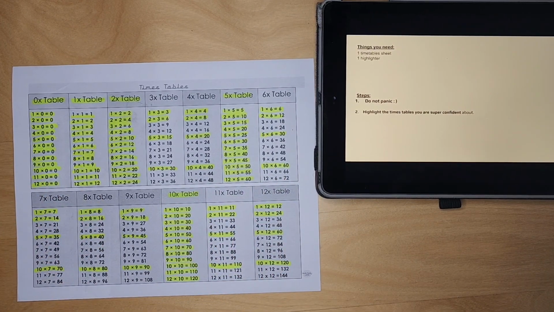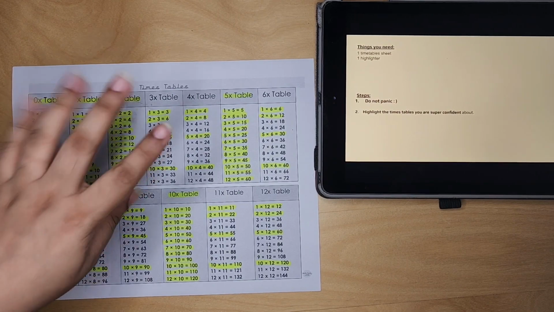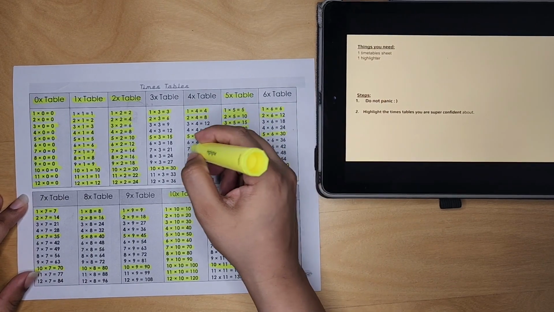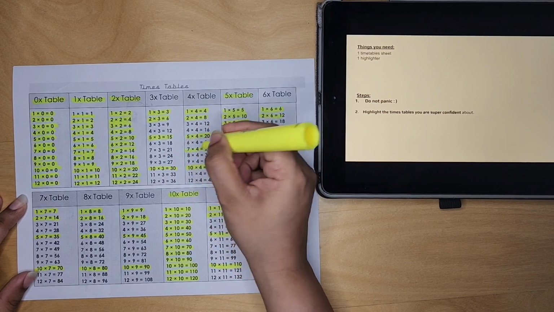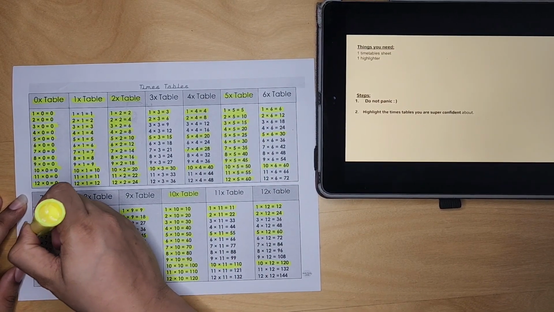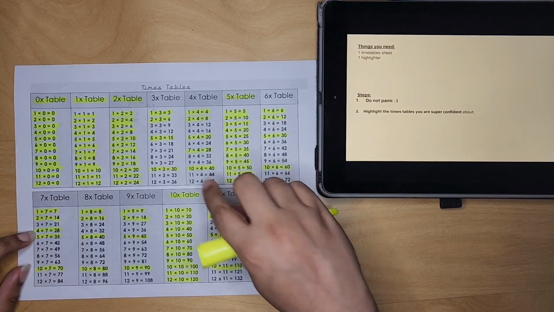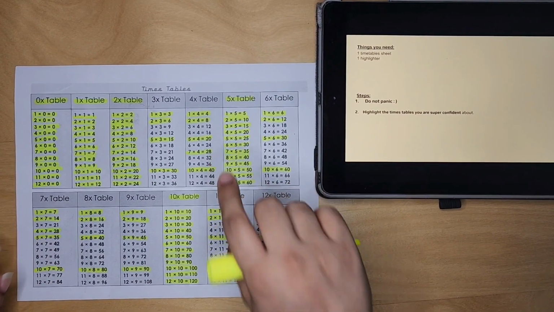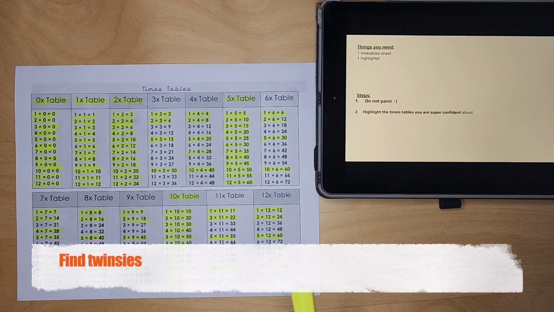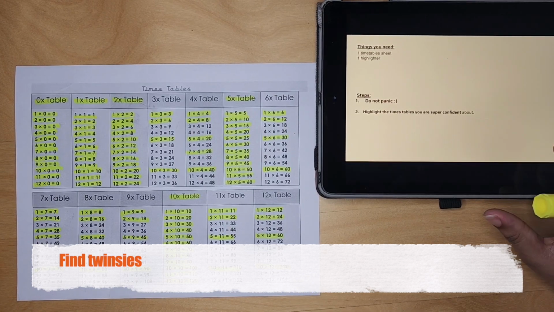Same way, guys, when you are highlighting whatever you know, even if it's 7 times 4, say, for example, fantastic, that's fine. You highlight 7 times 4, which means you also know 4 times 7. You see, twinsies. Like that, go over the entire times tables and highlight all the multiplication times tables that you're confident about. Once you do that, look for its twinsy.